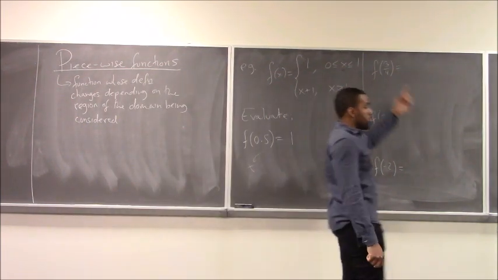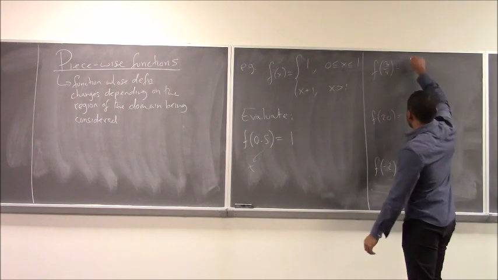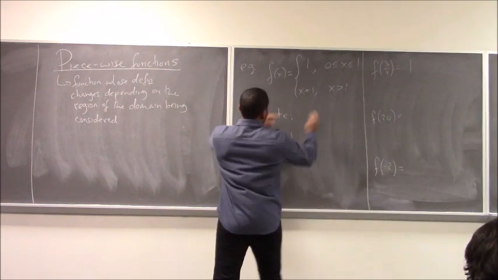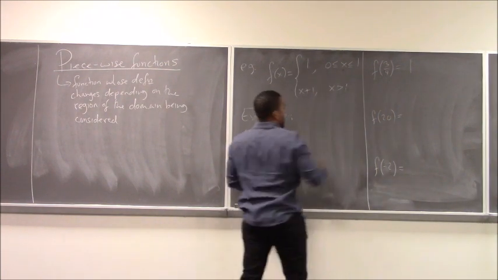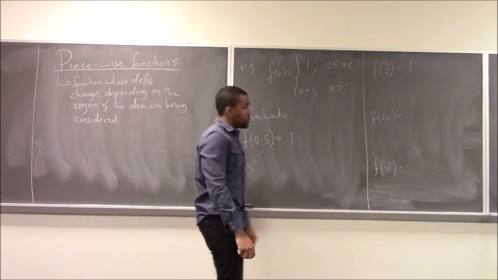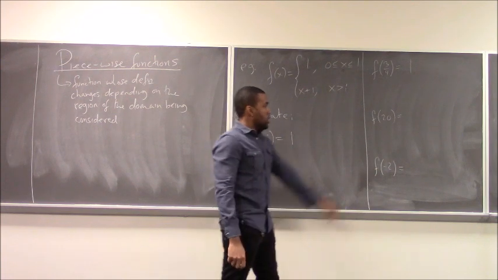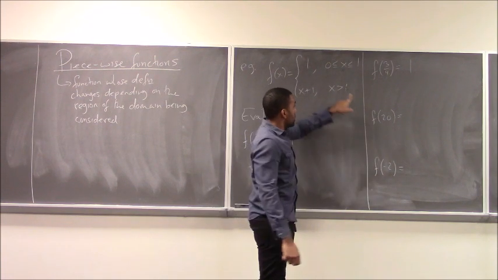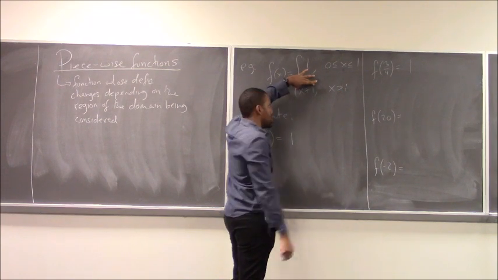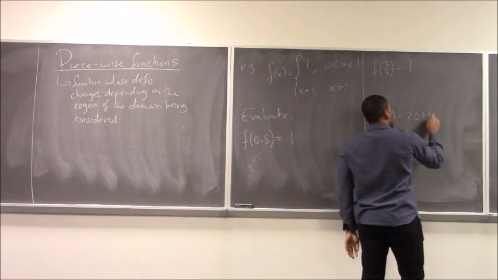What about f of 0.75? Still 1, because 0.75 is still between 0 and 1, so the first line is the one that applies, and I ignore the second. What is f of 20? 20 is greater than 1, so it falls into this region. Therefore, I take this definition. The definition says take the input, add 1 to it. So this is going to be 20 plus 1 equals 21.